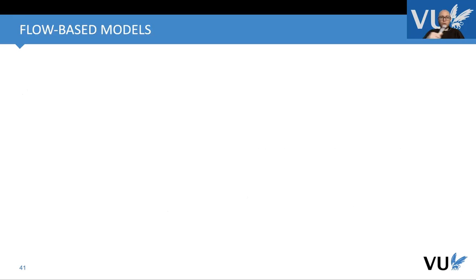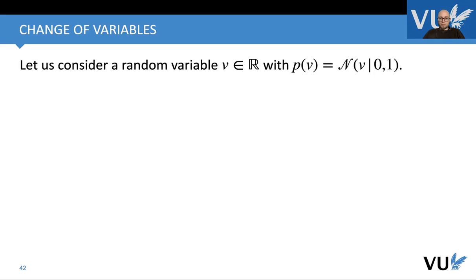Right. So flow-based models use a different way of thinking, a different paradigm. They're a very peculiar class of models. We will start with a very, very simple example. Let's say that we have a random variable that is normally distributed, a standard normal, so we have mean 0 and variance 1.